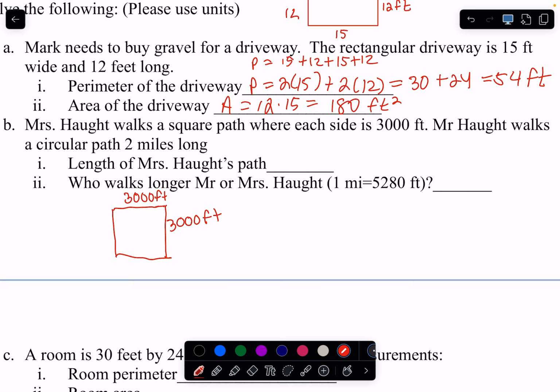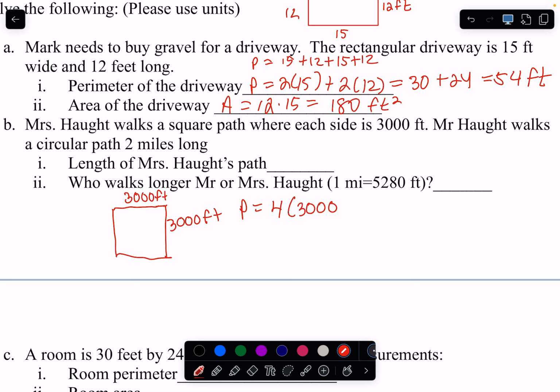I could calculate a length that I have walked. So the perimeter of this, you can do it a few different ways. But I have 4 sides that are each 3,000 feet. So the total that I walked was 12,000 feet. Okay, so I walked 12,000 feet.